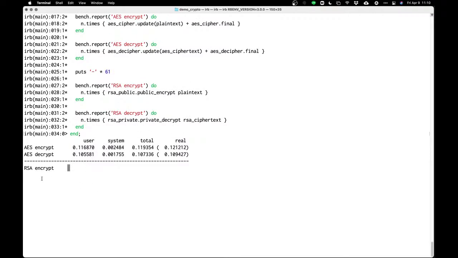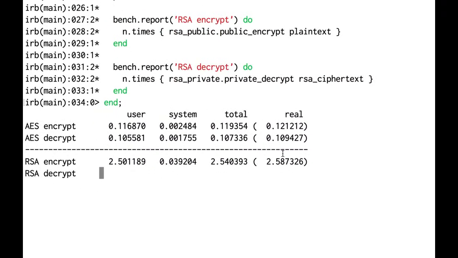Oop, AES is done already. Crap. AES got 100,000 encryptions and decryptions done in about a tenth of a second. RSA took 2.5 seconds to encrypt 100,000. The decryption is still going on.